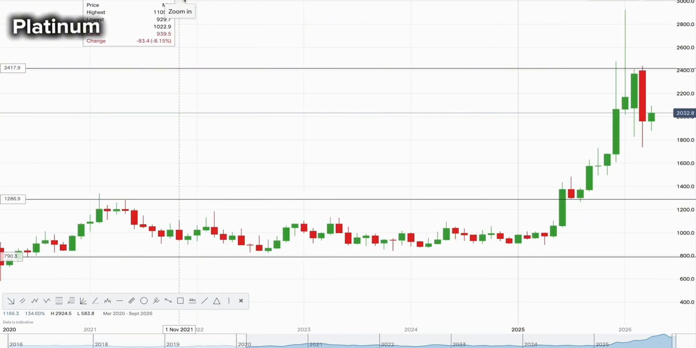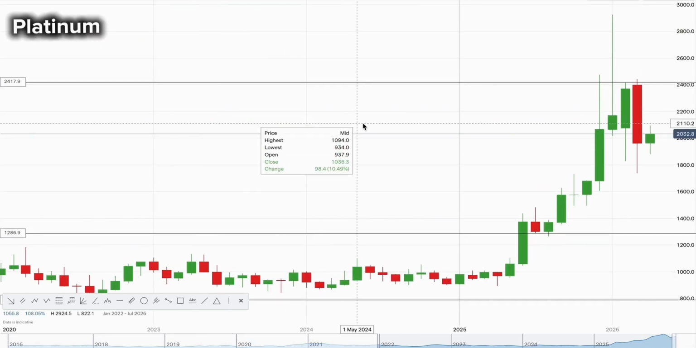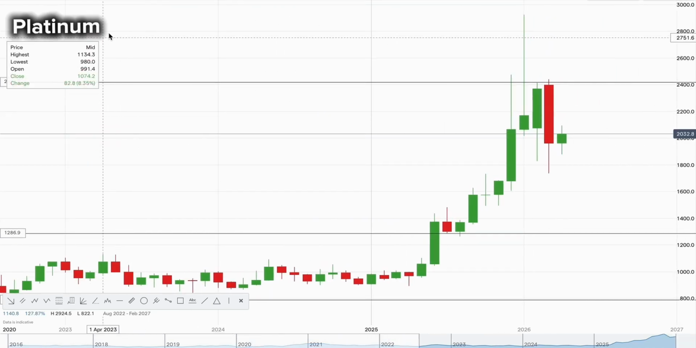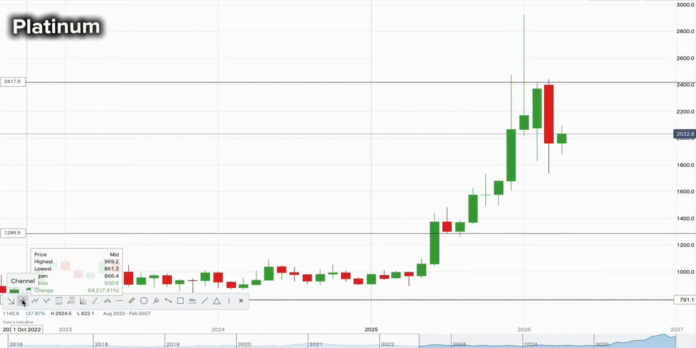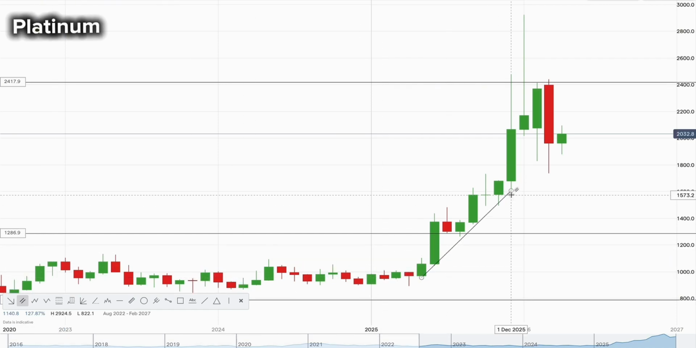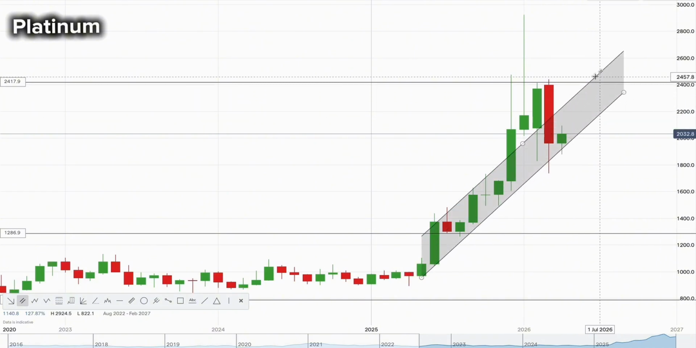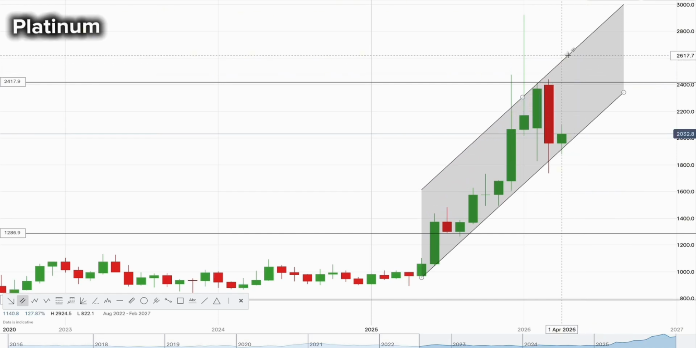So I can see a channel on the right hand side. So let's get the tool out for the channel. Let's put the channel in. So there we go. Let's draw that in. Okay, so bottom to top. There we go. So once that's in, that's pretty much all I can see on the weekly, to be fair.